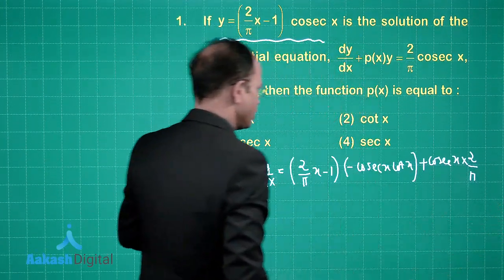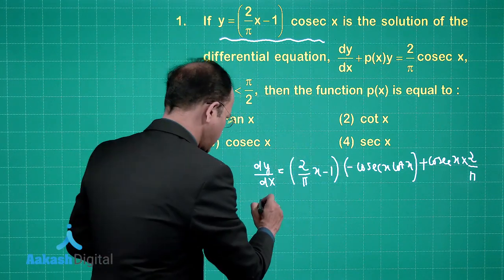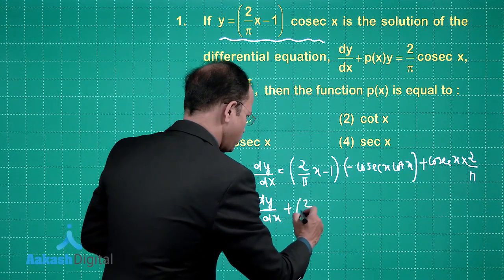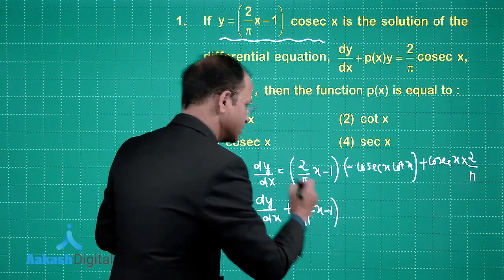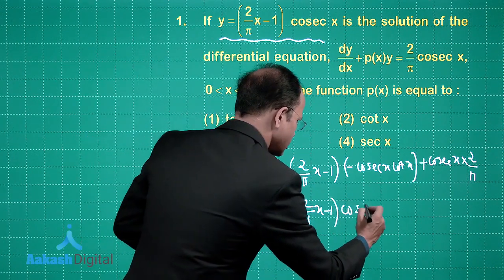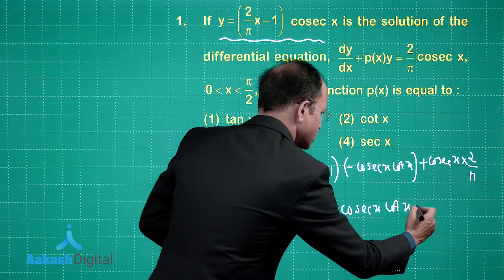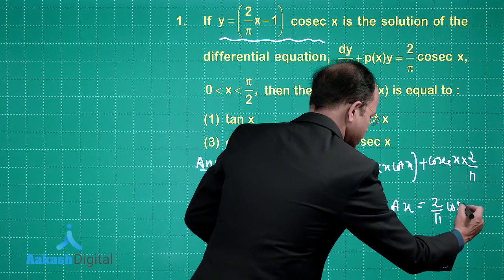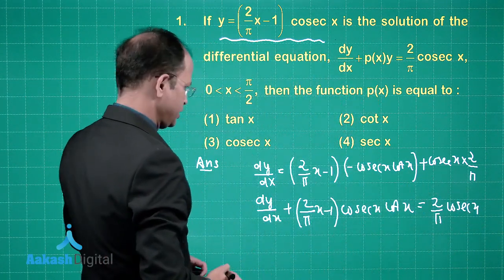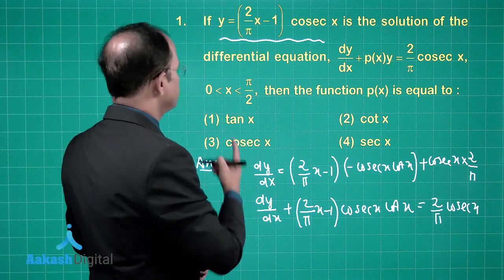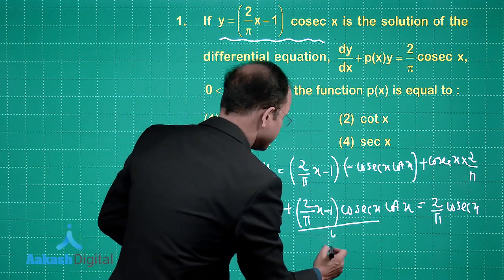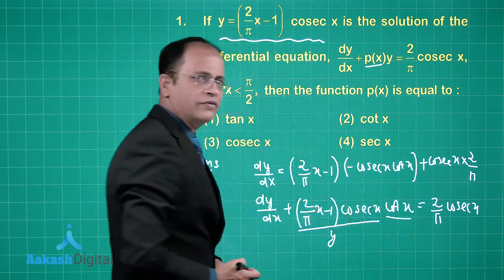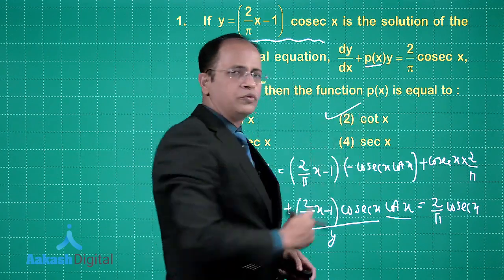Now we can bring this on the left hand side, that is dy by dx plus we have 2 upon pi x minus 1 and this is cosec x cot x is equal to 2 upon pi and this is cosec x we have, right? So you can see here it has been given 2 by pi x minus 1 cosec x to be y. So you can just take this as y, and if you see this is in y, what is px then? Px is going to be cot x, right, after comparison. So final answer is 2 we have.